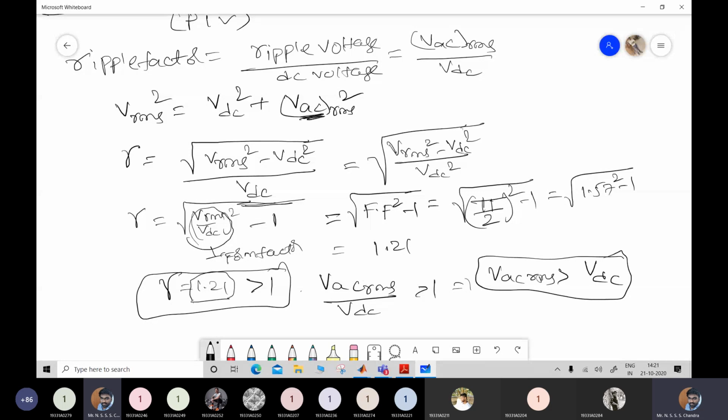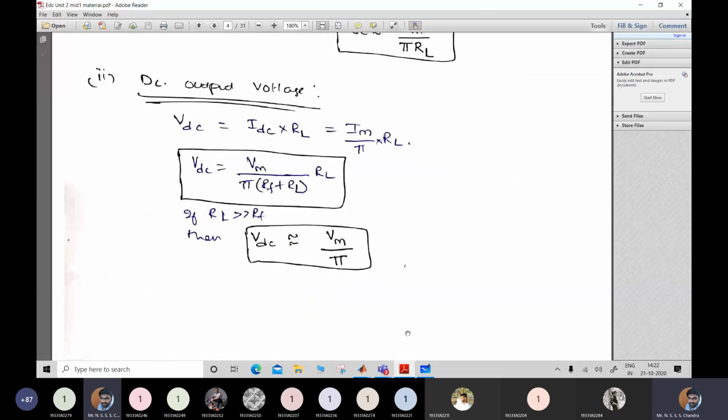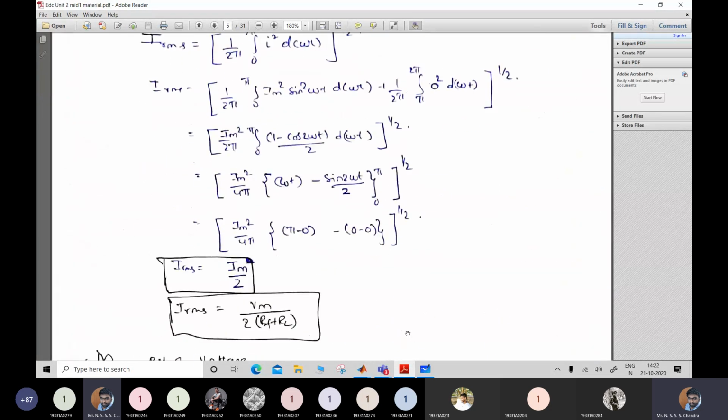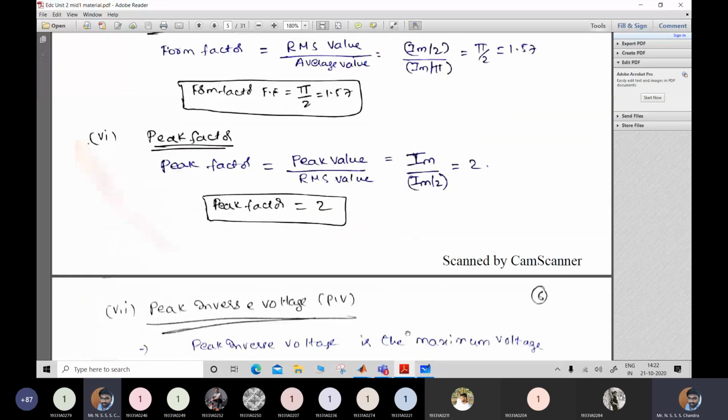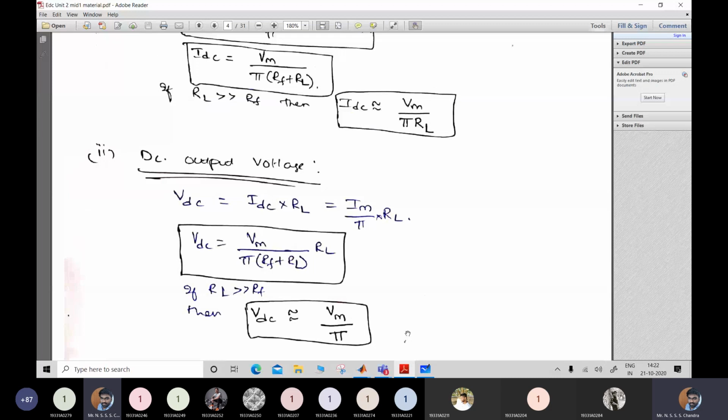Okay, so before I move on to the full wave rectifier, I'll show you some of the numericals related to the half wave rectifier. So how many terms have we covered till now? Let us go back and review.